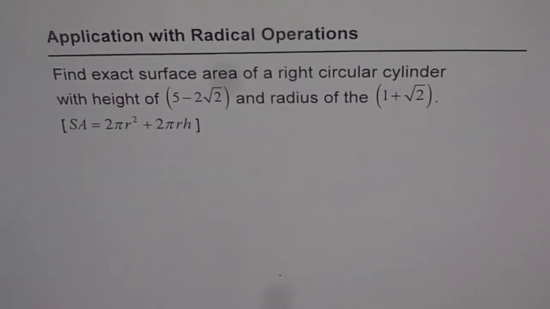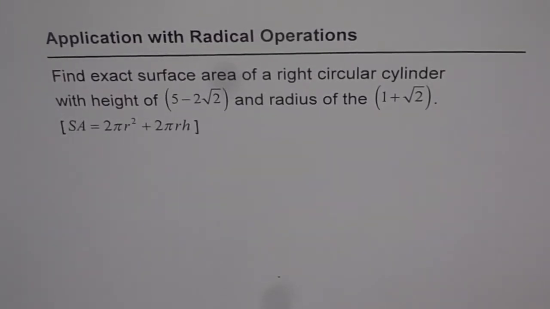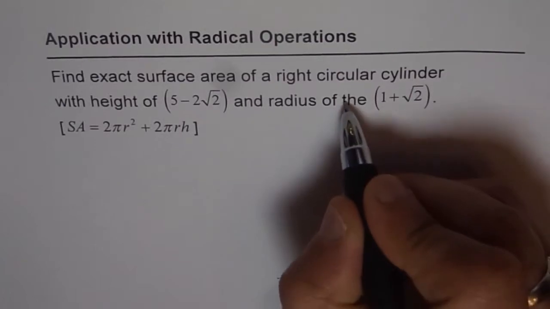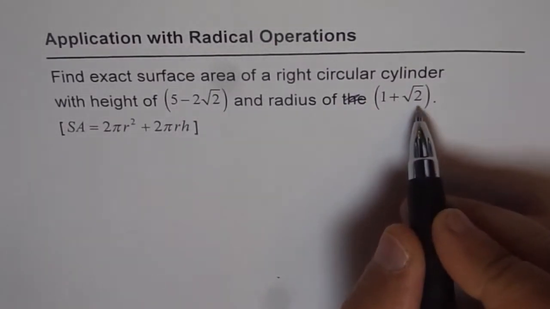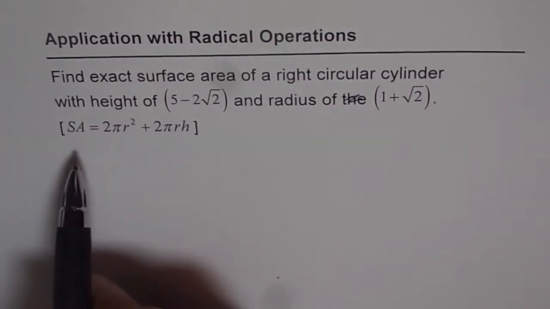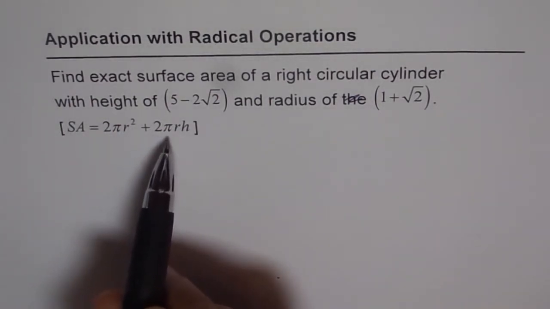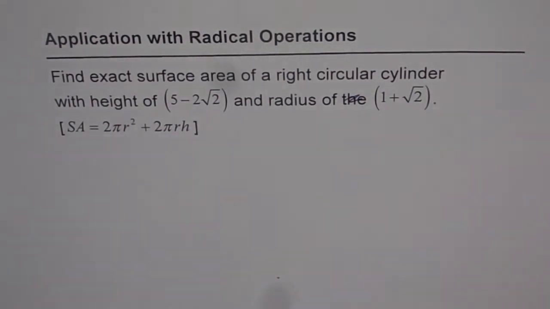Here is an interesting application test problem on radical operation. So the question here is, find the exact surface area of a right circular cylinder with height of 5 minus 2 square root 2 and radius of 1 plus square root 2. And we have also given you the formula for surface area, which is 2 pi r square plus 2 pi r h. Now I'd like you to solve this and then look into my suggestions.